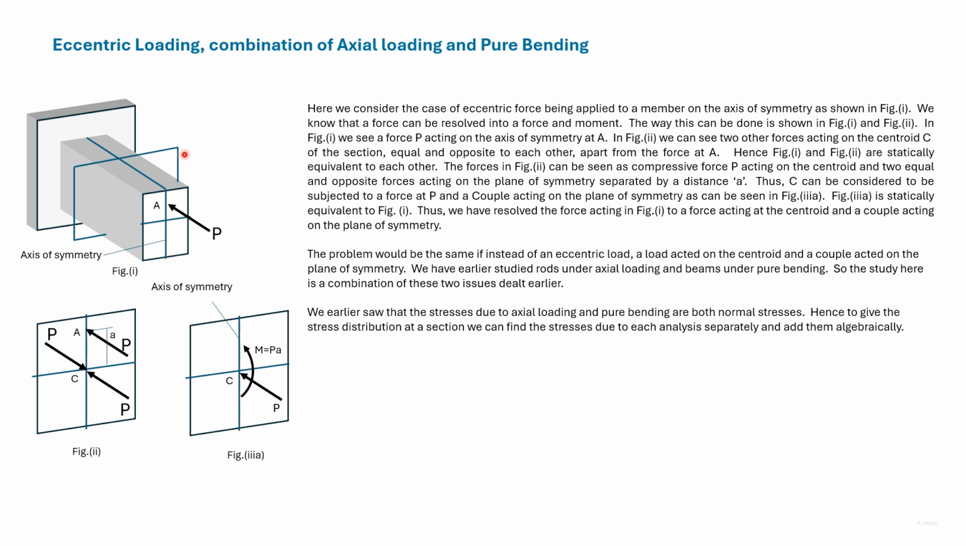Consider a section perpendicular to the axis of the member. Then there is an axial load acting, so there would be compressive stresses in the section. There's also a moment acting, so there would be bending stresses on the section. The net stresses in the section are given by algebraically adding the stresses due to the axial force and the stresses due to the moment.